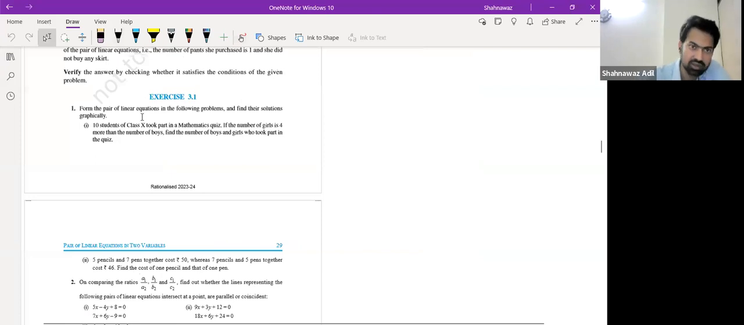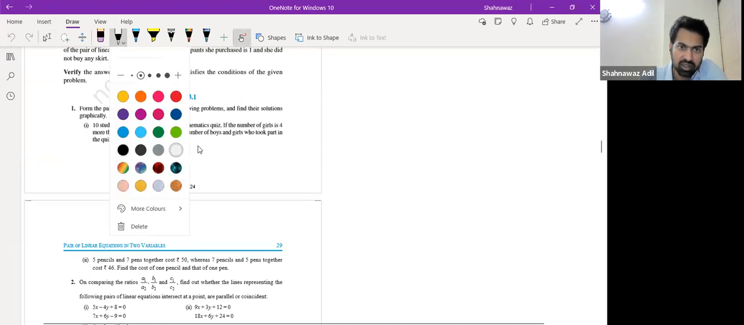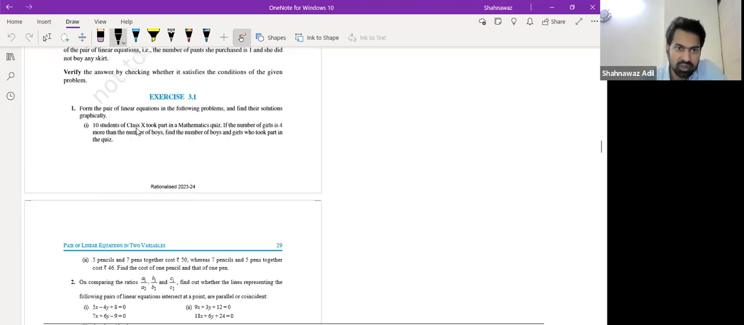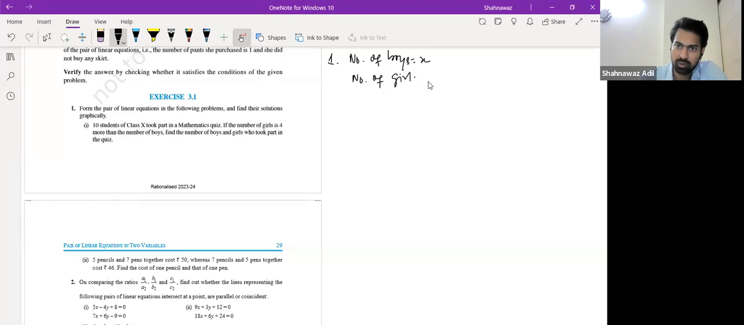Let me quickly talk about this question. This is a graphical one, so you guys need to solve this. 10 students of class 10 took part in a mathematics quiz. If the number of girls is 4 more than the number of boys, so what are the two unknowns? Number of boys and number of girls. Good. Number of boys is X, number of girls is Y. So what is the first information that is given? Total number of students is 10.